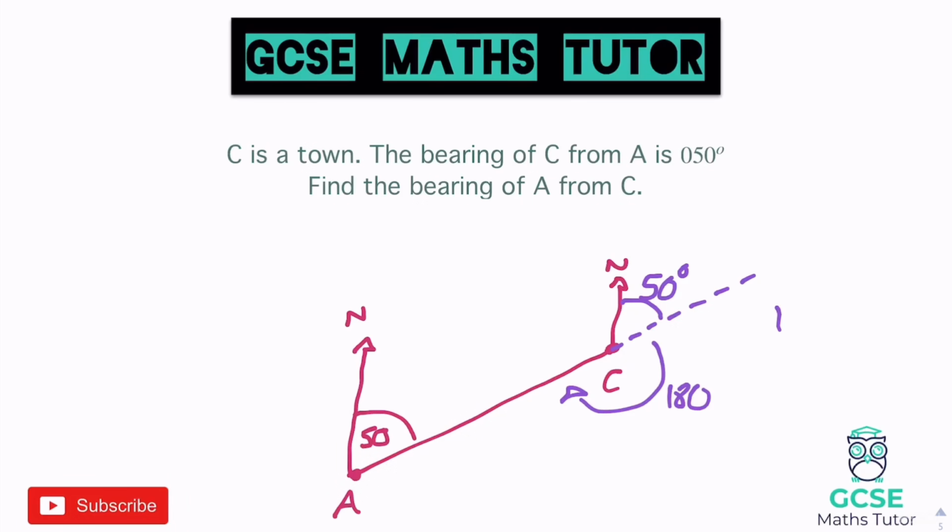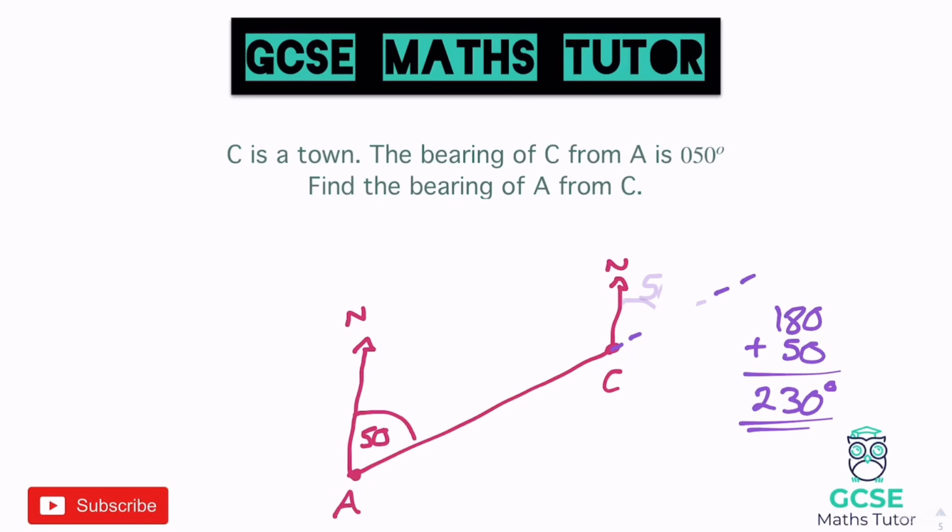So if we add those two together, we'd get 180 plus the 50, and that would leave us with 230 degrees for our bearing going back the other way. Now that's one way of doing it. There's another way that you can think about it as well, so I'll talk about that one too, and I'll probably use both of these methods as we go through. I'll just decide in the moment which one I'm going to use.